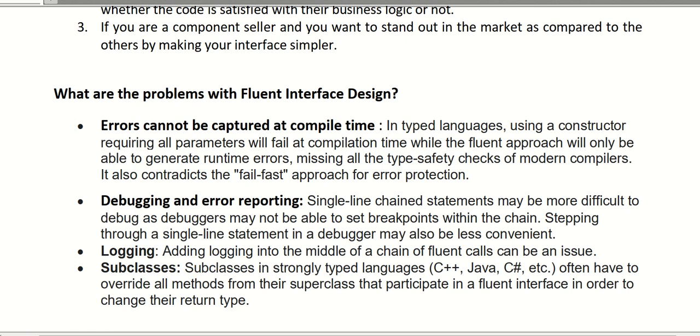But with the Fluent approach, you will only be able to see such errors at runtime, because whatever object you are constructing, it's in a manner of method chaining, that is a step by step process.